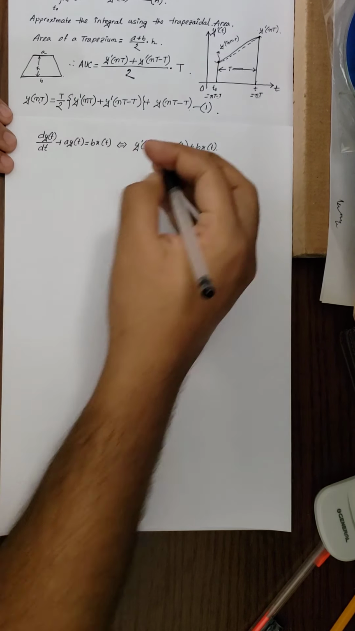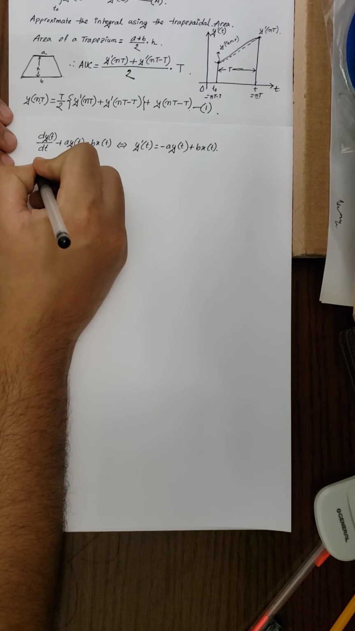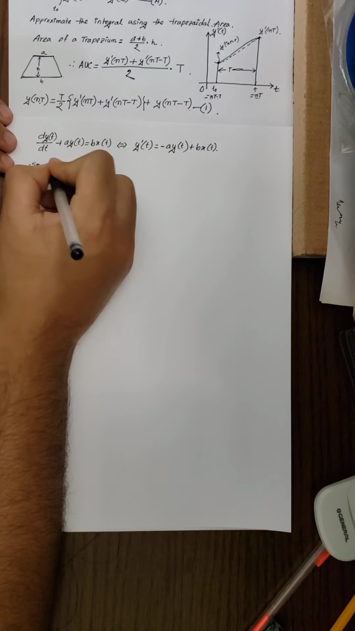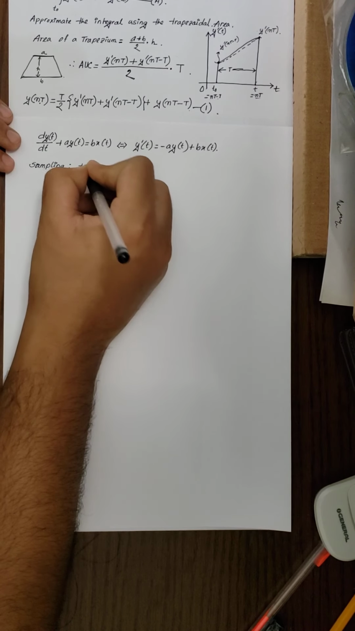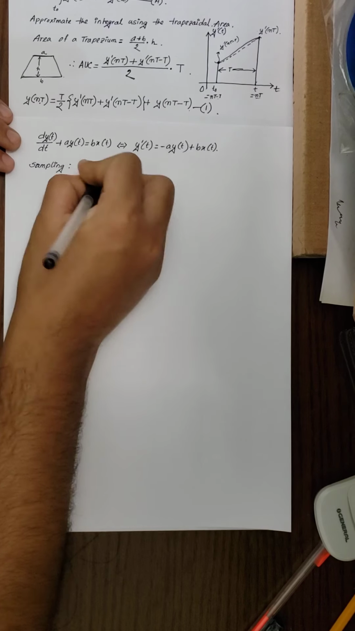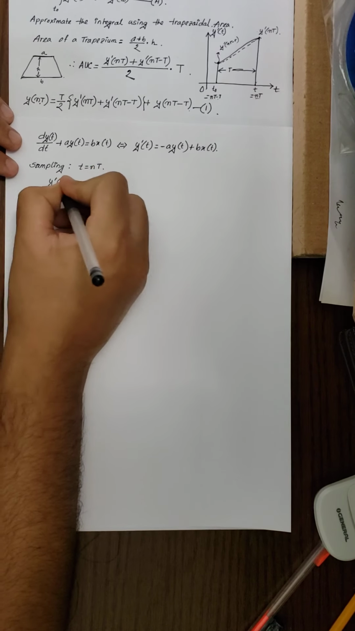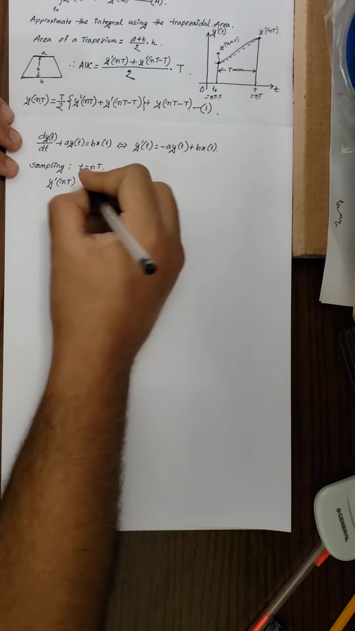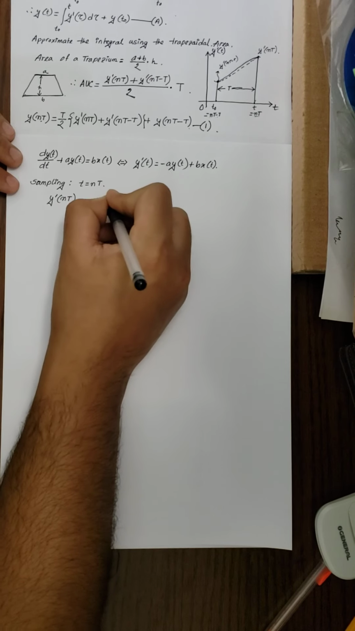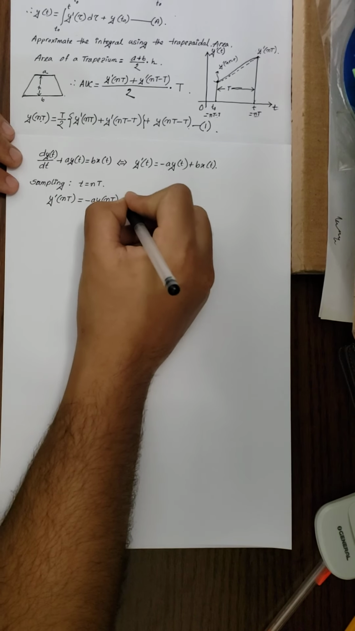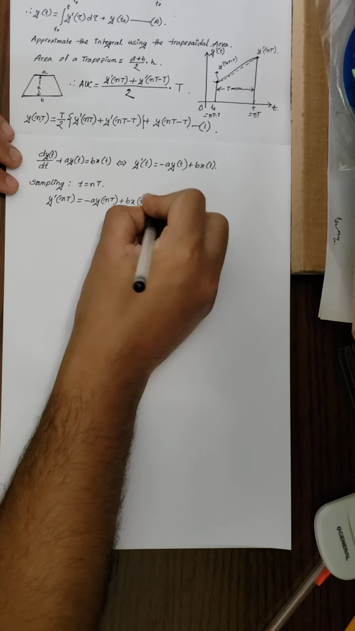So what we are going to do is sample this equation, and sampling in our case means replace t with nT. So the expression becomes y prime of nT is equal to minus a y of nT plus b x of nT.